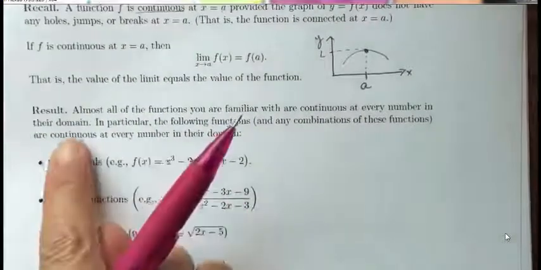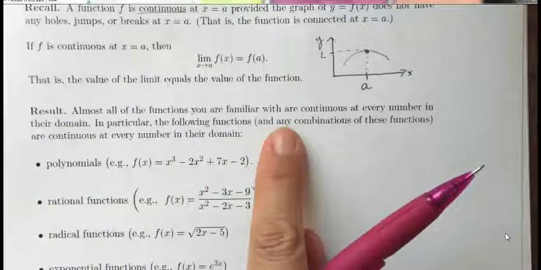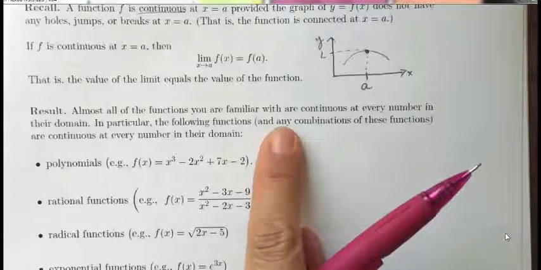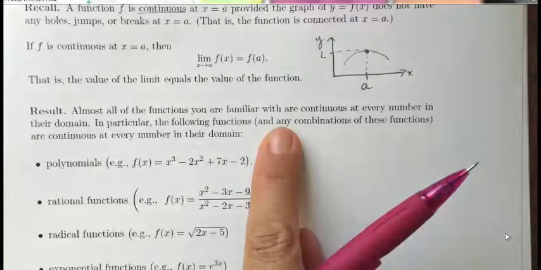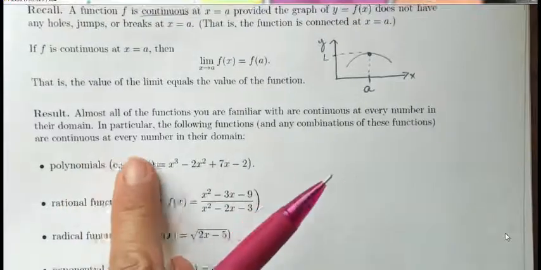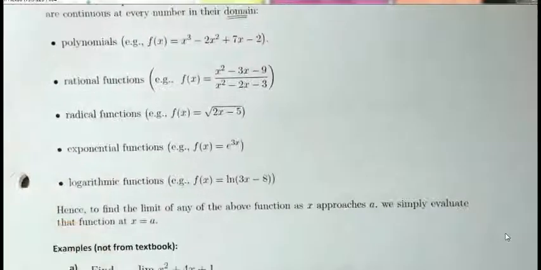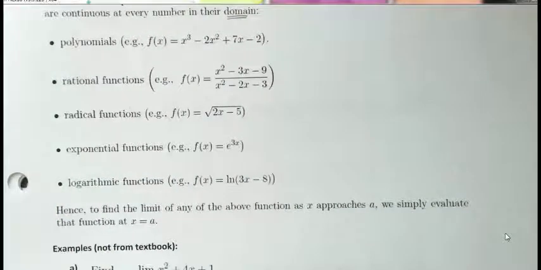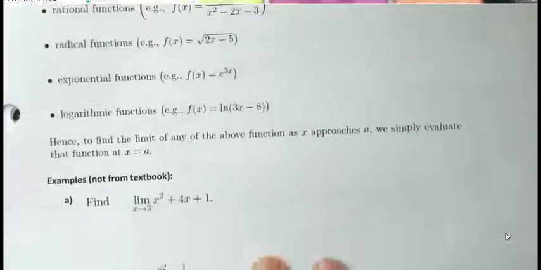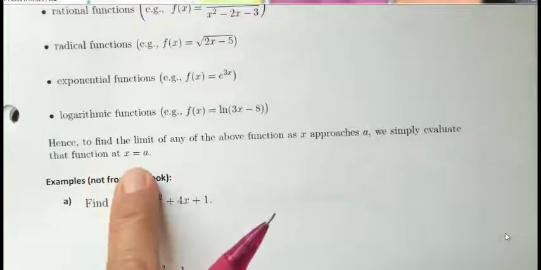All right, so as a result, almost all the functions you're familiar with are continuous at every number in their domain. So don't forget about restricted domains. That's where things are going to be discontinuous. In particular, the following functions and any combinations of these functions are continuous at every point in their domain. It's got to be in their domain. So all of these functions that we're going to be working with: polynomial functions, rational functions, radical functions, exponential functions, logarithmic functions. Hence, to find a limit of any of the above functions as x approaches a, we simply evaluate that function at x equals a. And usually it'll work, but sometimes it doesn't.